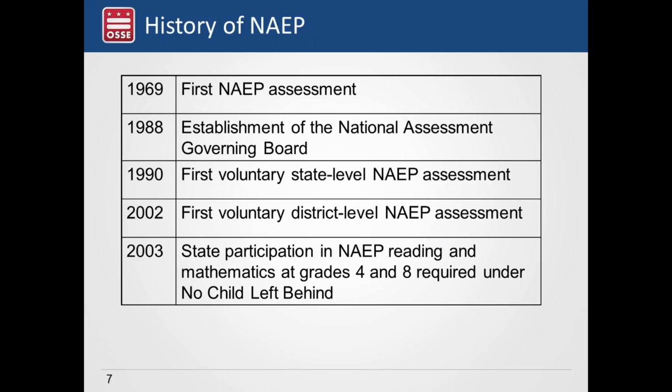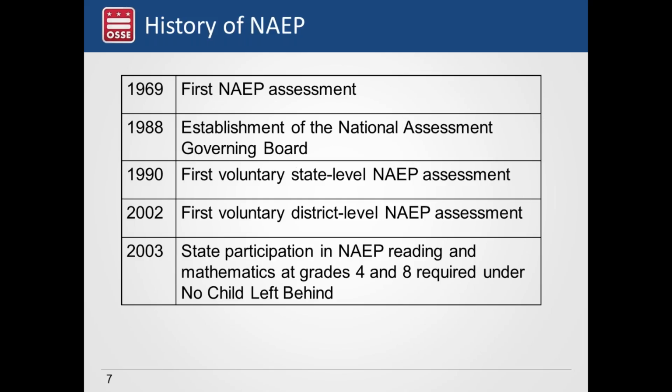NAEP has existed for nearly 50 years. The first assessment was administered in 1969 to answer questions about student academic performance. The National Assessment Governing Board was established in 1988 to set policy for NAEP, and it provides the testing schedule for NAEP looking out 5 years from the current year.